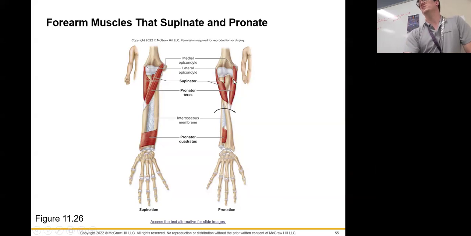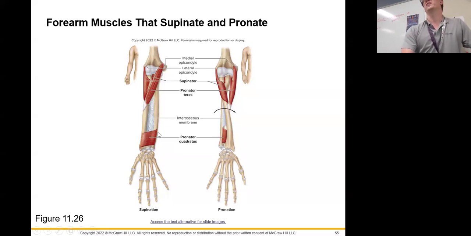So we're going to see now that the muscle will be straight when our hand is pronated, and then the supinator is basically now in the opposite orientation. Okay, so we're going to have the pronator on our kind of thumb side, and we're going to have the supinator on our pinky side. But they're basically going to do the same thing.